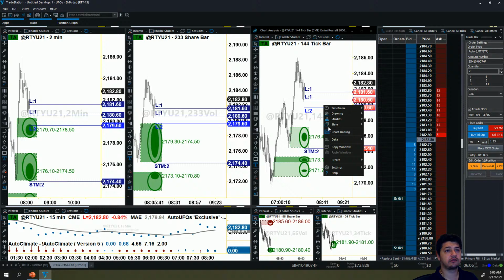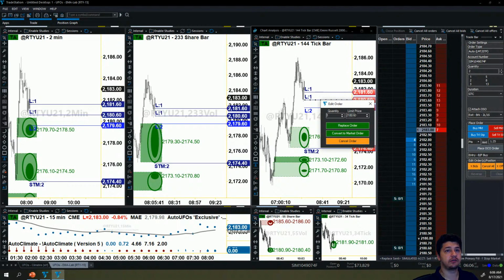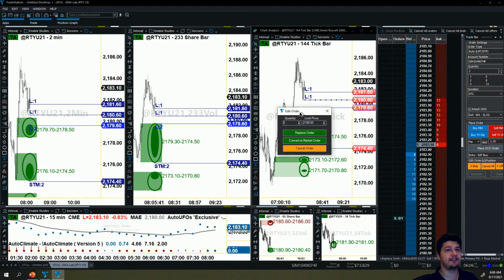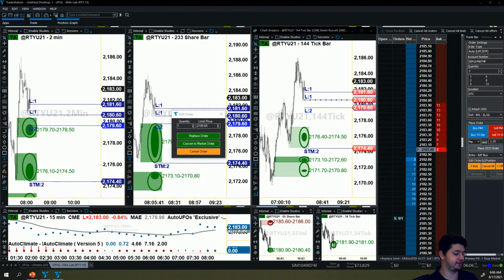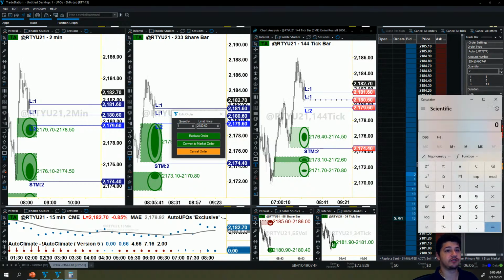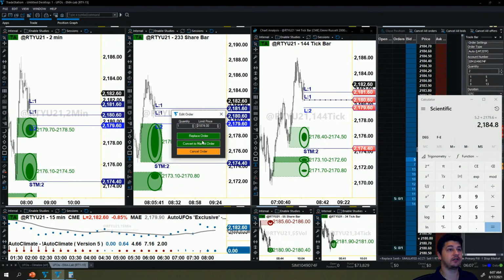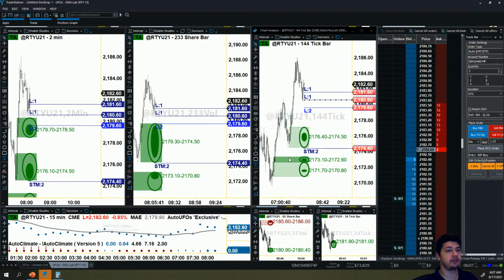Okay, I have chart trading enabled. There we go. All right, what did the calculator say? I lost it. Oh boy. Sorry, did not mean to close that. So 2179.6 minus 2174.4, 2179.6, 2184.8. So 2184.8 is our first T1. Go ahead and place that.